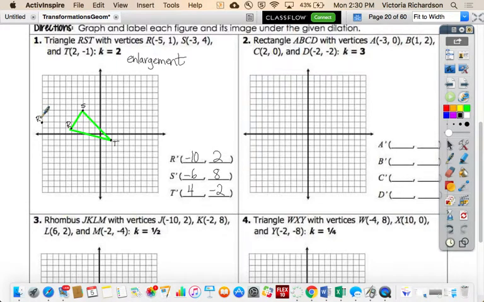S prime is negative 6, positive 8. So 1, 2, 3, 4, 5, 6. 1, 2, 3, 4, 5, 6, 7, 8. That's S prime. And T prime is 4, negative 2. So I'll go 1, 2, 3, 4 to the right, and down 2, and that is T prime. I'm going to connect my points.